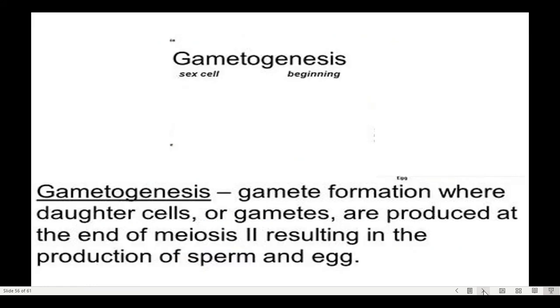So, when we say gametogenesis, gametes means sex cells, genesis means beginning. Okay? So, it means gamete formation where daughter cells or gametes are produced at the end of meiosis 2, resulting in the production of egg and sperm. So, pag nagkaroon na ng 4 na daughter cells after meiosis 2, magsa-specialize na siya, either magiging sperm yun or egg yun. Okay, so, yun yung end point niya.